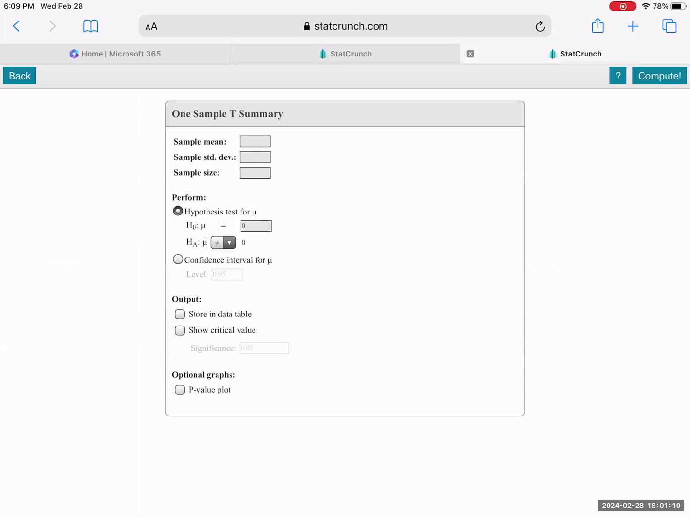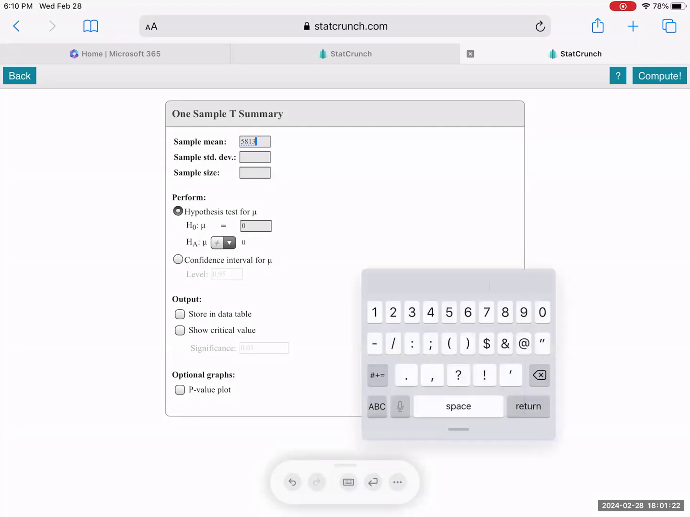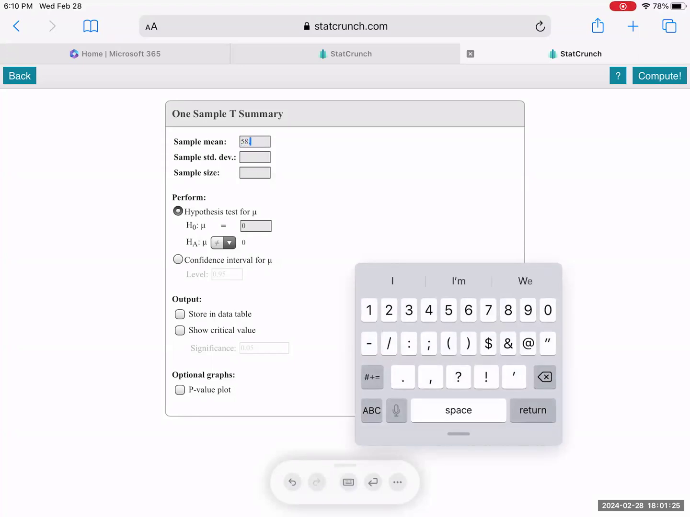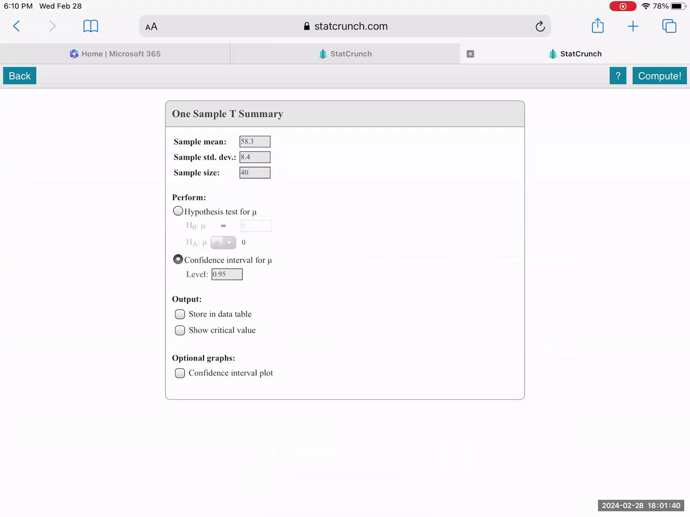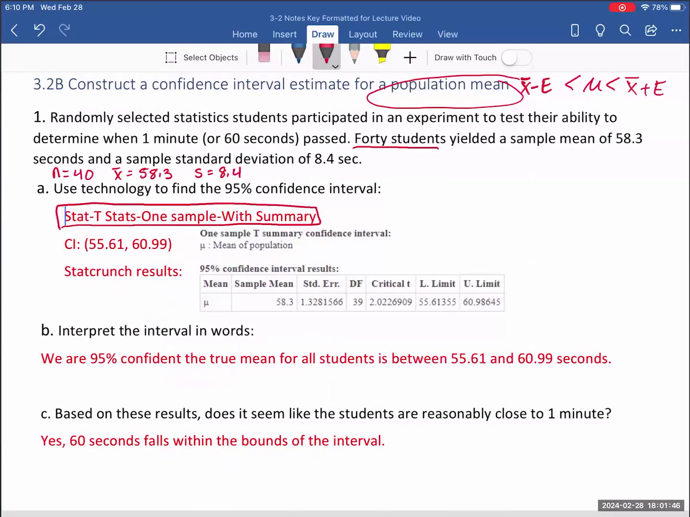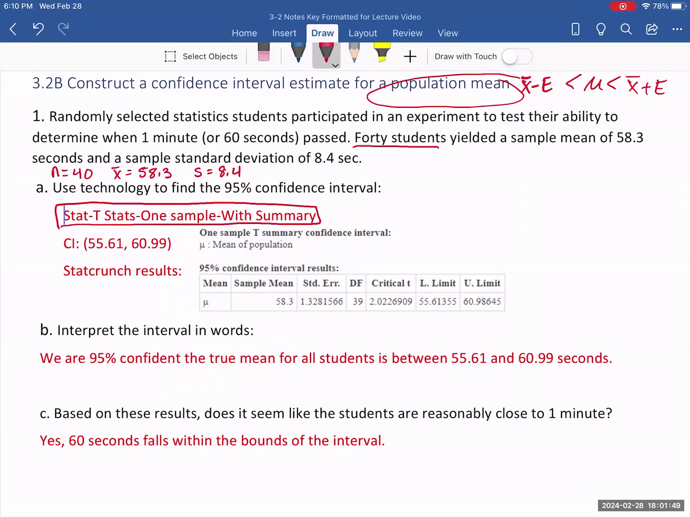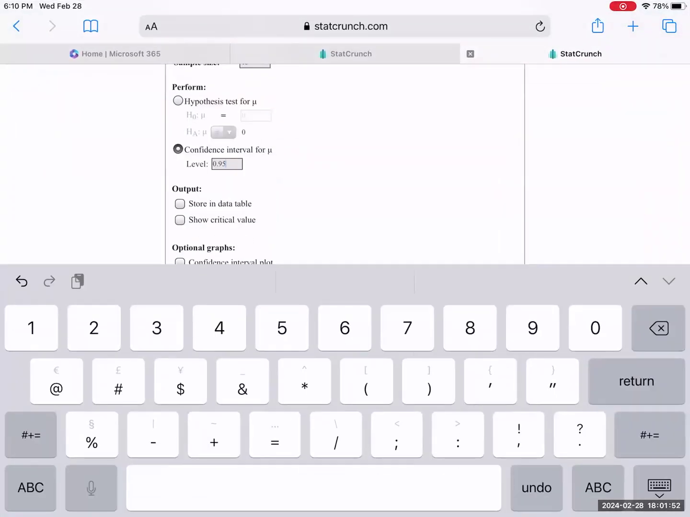So then we can put in our information that we got from the problem. So the sample mean was 58.3. Let's try that again. And then the sample standard deviation was 8.4, and the sample size was 40. And then I'm going to do a confidence interval. And what was our confidence level? I think it was 95. So I don't need to change that.